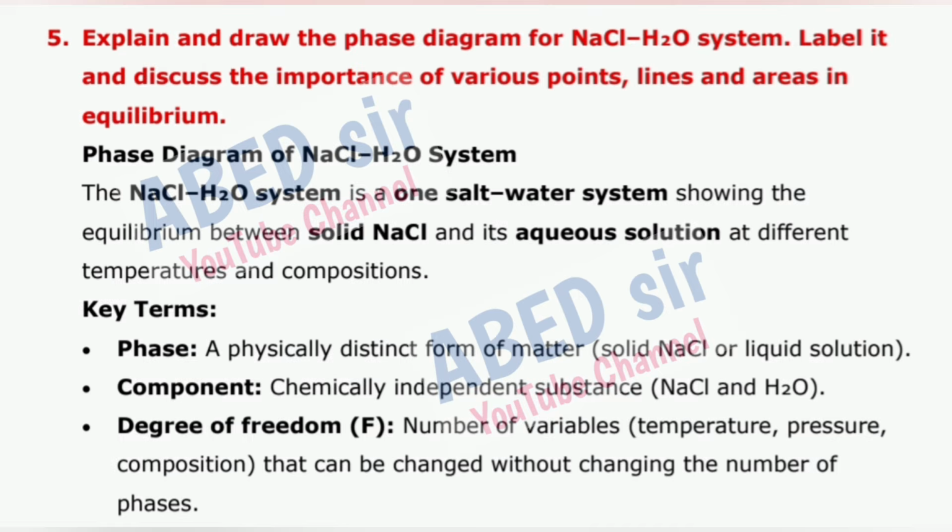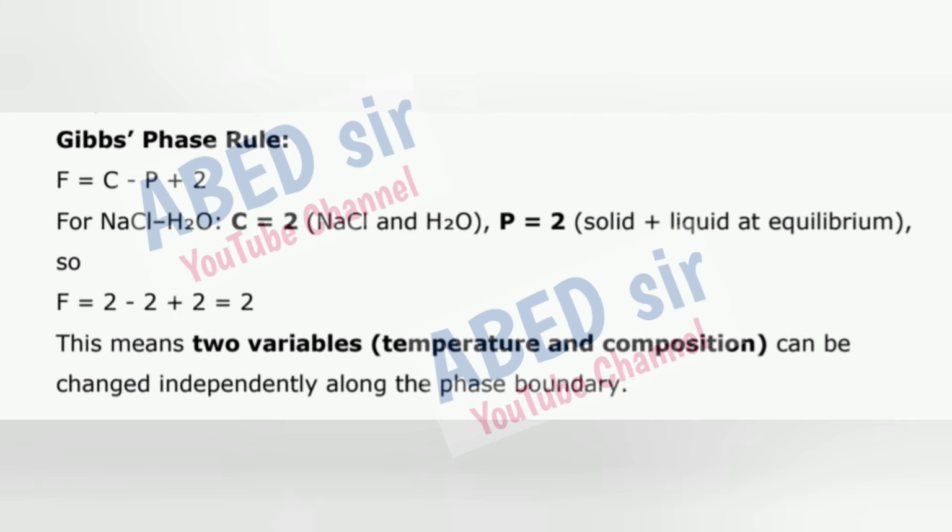and compositions. Key terms. Phase, a physically distinct form of matter, solid NaCl or liquid solution. Component, chemically independent substance, NaCl and H2O. Degree of freedom, F, number of variables, temperature, pressure, composition, that can be changed without changing the number of phases. Gibbs phase rule: F = C − P + 2.